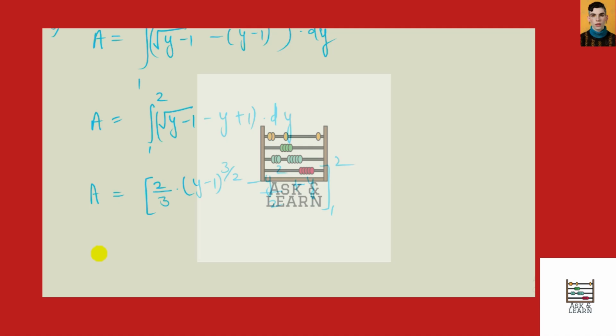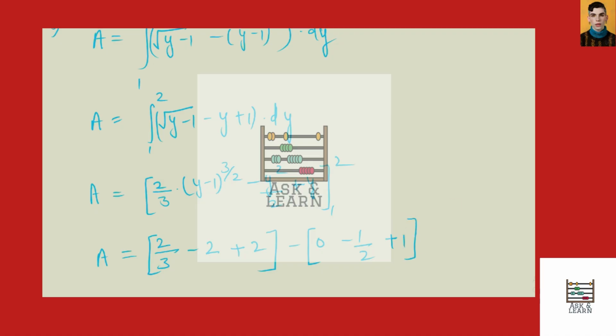Now we will evaluate this at the limits, and we will get area A equals, for the upper limit, 2 by 3 times 2 minus 1, which is 1 to the power 3 by 2, and that will become 2 by 3 only, minus y square over 2, which will be 2 square over 2, which is 4 over 2, that will be minus 2 only, plus y, this will become plus 2. This will be for the upper limit, and for the lower limit this will become minus 2 by 3 times 1 minus 1, that will be 0 to the power 3 by 2, and that will become 0 only, minus 1 square over 2, that will be only 1 over 2, plus 1.